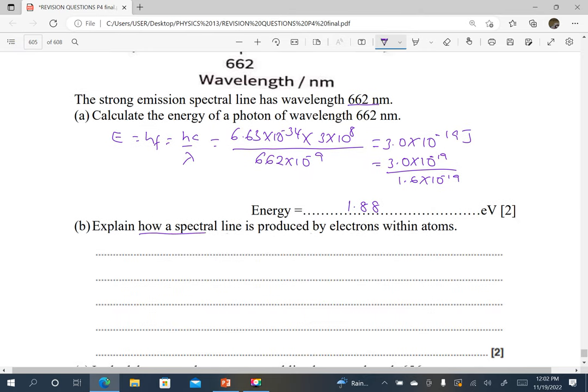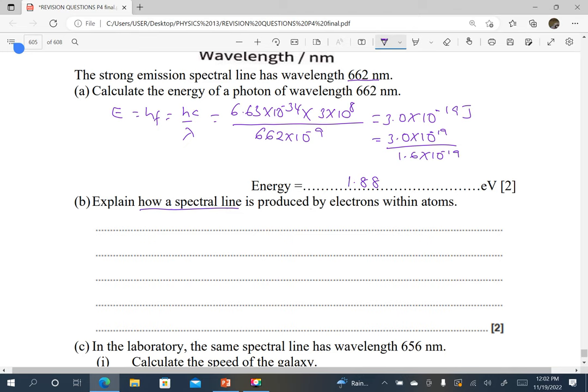Explain how a spectral line is produced by electrons within atoms. Now this time it is more marks. How are spectral lines produced? Remember I have said a spectral line is produced as a result of electron transition. If it is an emission spectral line, then it's from a higher energy level to a lower energy level. If it is an absorption spectral line, it is from a lower energy level to a higher energy level. So electrons in atoms absorb photons.